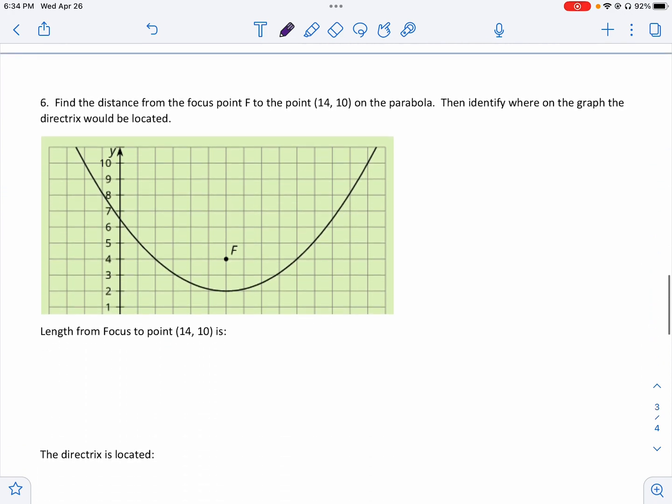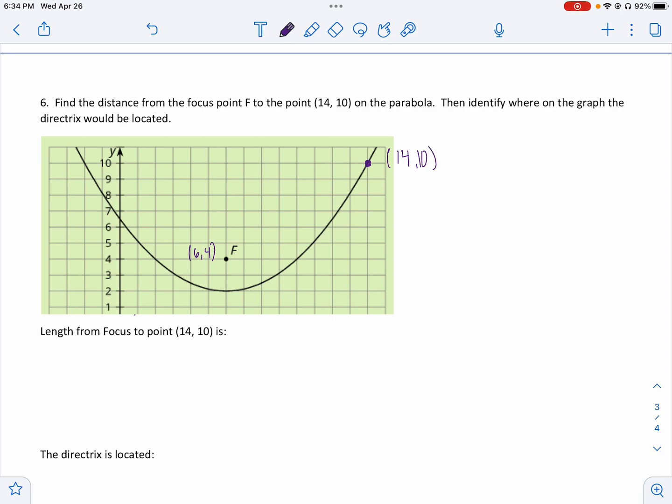Number 6, find the distance from the focus point F to the point 14, 10 on the parabola, then identify where the directrix would be located. Okay, you can't really see the x-axis, but this would be 1, 2, 3, 4, 5, 6. This point is 6, 4. So that means the point 14, 10 would be right here.